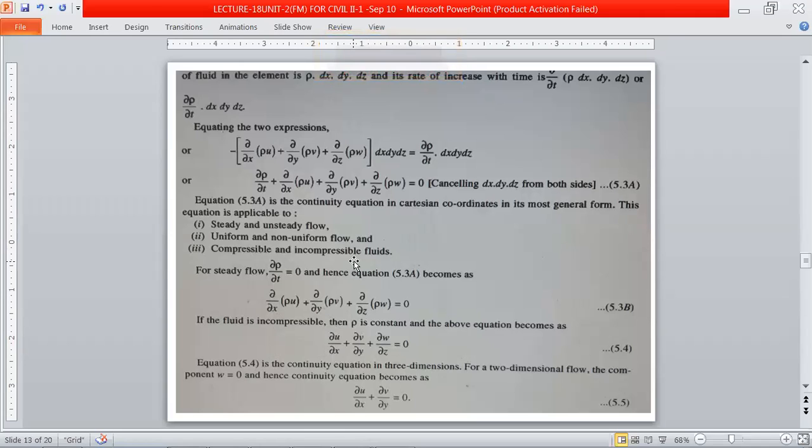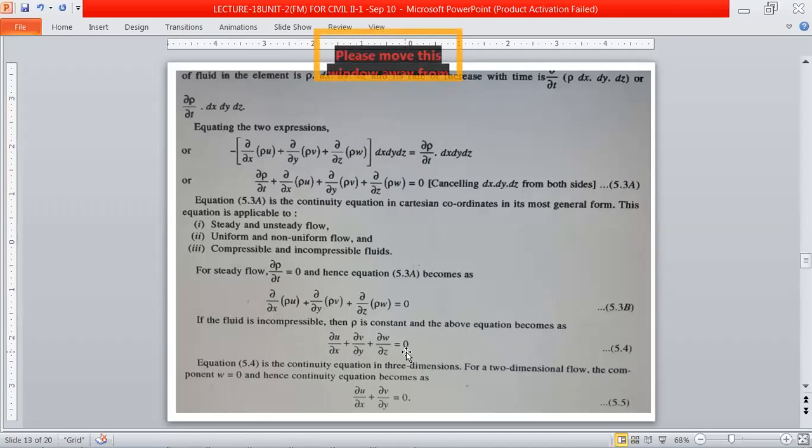Then if you look at the equation, this is the final form of the equation for steady flow: dou rho by dou t is equal to 0. Hence this formula can be written as dou by dou x of rho u plus dou by dou y of rho v plus dou by dou z of rho w is equal to 0. Okay? If the fluid is incompressible, then rho is constant and the above equation is written with rho constant. Then what happened? dou u by dou x plus dou v by dou y plus dou w by dou z is equal to 0. It is for incompressible fluids.